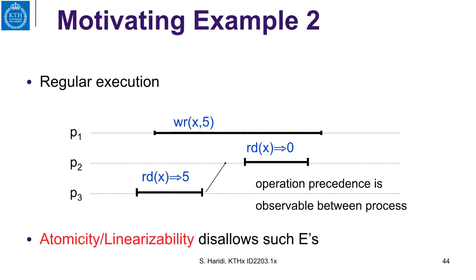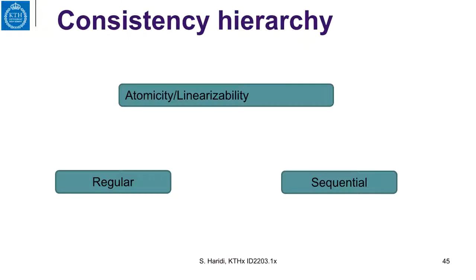So there is then a consistency hierarchy that we can show in this figure, which says that any linearizable execution is also a regular execution, and any linearizable execution is also sequentially consistent, but regular executions and sequentially consistent executions are incomparable. So this ends the comparison between these three consistency conditions.